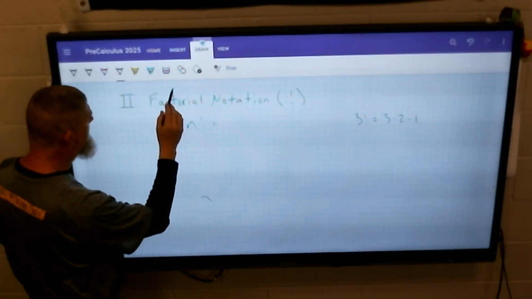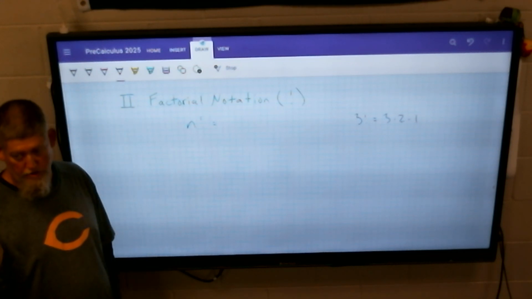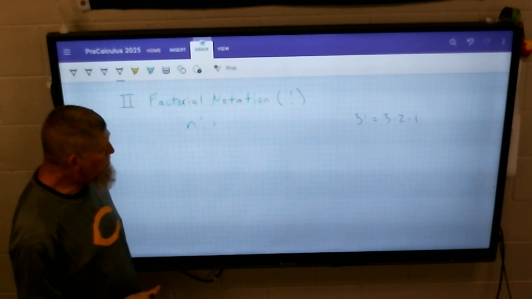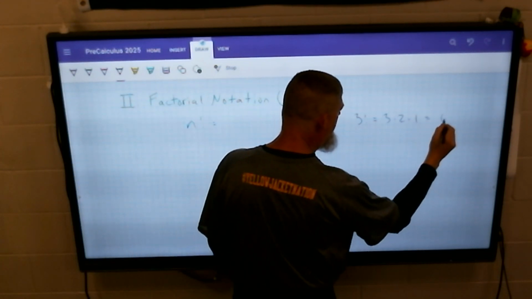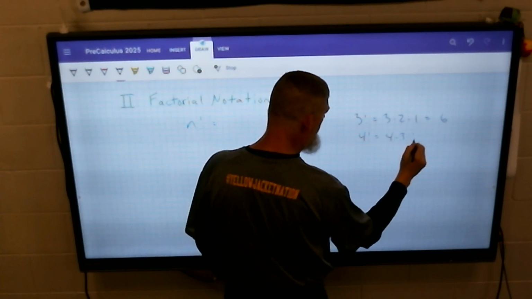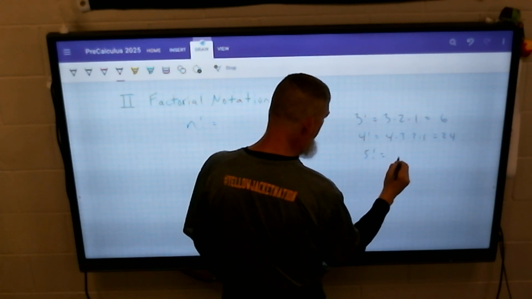So factorial is simply multiplying every number before it, all of the integers, all the way down to 1. So this would be equal to 6. So if I have 4 factorial, that's 4 times 3 times 2 times 1, 24. 5 factorial. You get the idea, right?